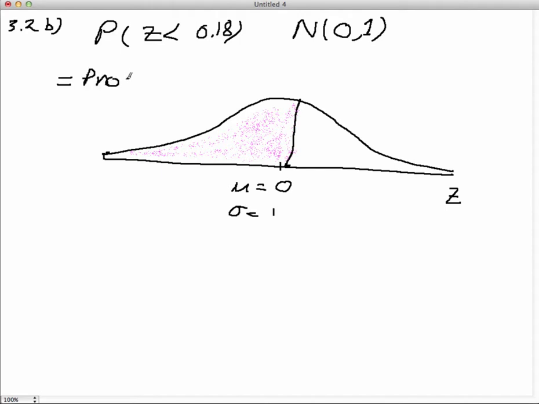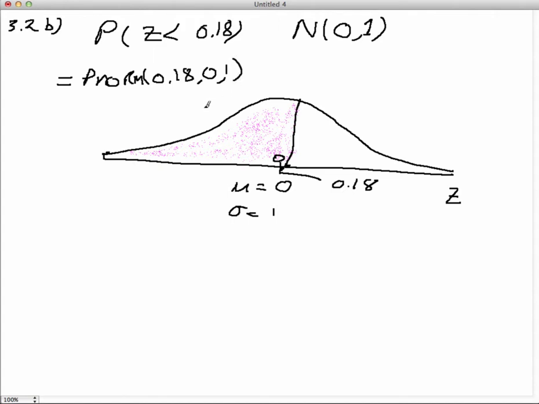So this is p-norm, and then it's going to be what? Well, let's see, this value right here was at 0.18. That was our cutoff right there, okay? And this value right here, of course, that's at 0, at the mean. So this is p-norm of 0.18, comma 0, comma 1.